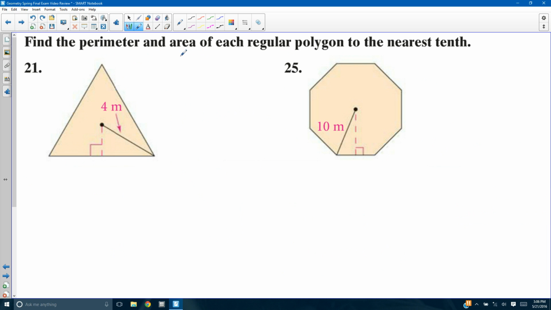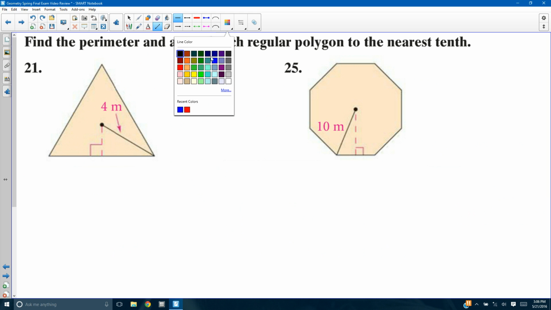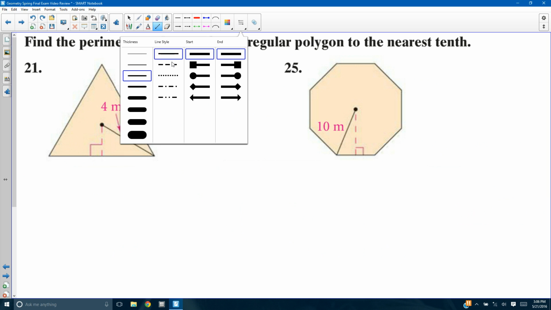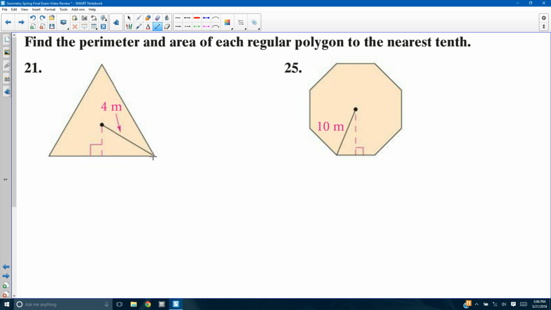Find the perimeter and area of each regular polygon to the nearest tenth. Okay. So I got an equilateral triangle here. They call it a regular polygon. The radius is 4 meters. Let's go with central angle talk. I focus on that for the most part in the beginning of these problems. I rarely don't do that.